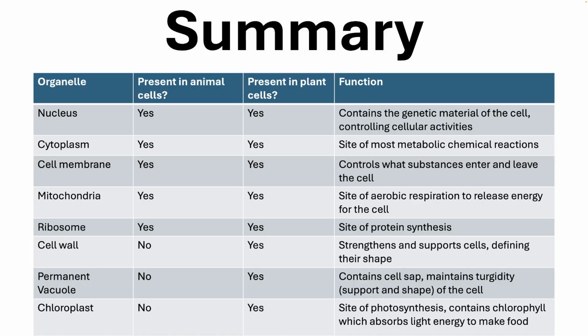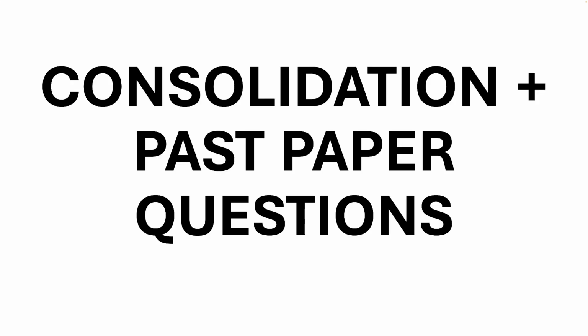So, for a brief review, this table summarizes all the different organelles we've studied today in both plant and animal cells, and all those key definitions you'll need to know for your exam. Pause the video now and make sure you're comfortable with these definitions before moving on. Now it's time to consolidate with some questions testing your understanding of the content and prepare you for the exam technique by trying a few past paper questions.